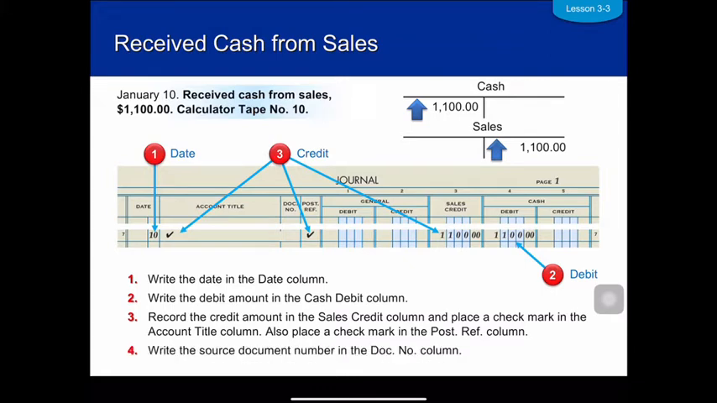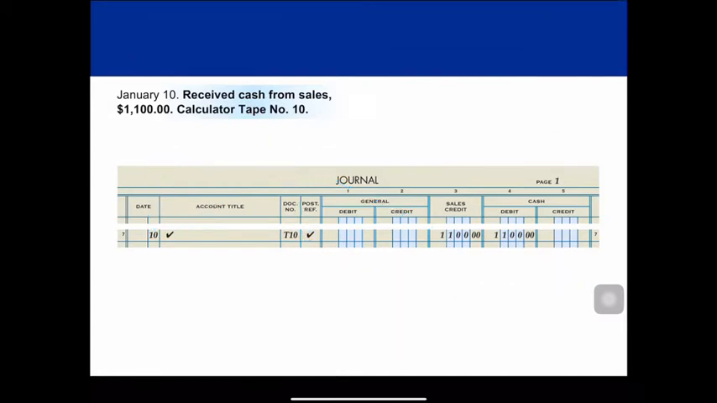The last is to write our source document in the document column, and it is calculator tape 10, so we write T10, tape, and then the date. So when it's cleaned off, it looks like this. And again, remember, we use the check mark here because we did not use anything in our general debit and credit. We know by looking at this, we are going to debit cash and credit sales.